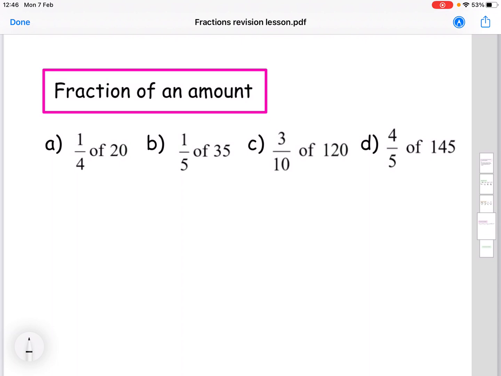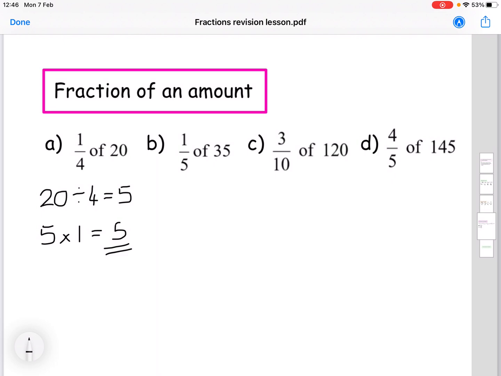Now the rule for finding a fraction of something is we divide by the bottom number and then multiply by the top number. So what we're going to do here is we're going to do 20 divided by the bottom number. So 20 divided by 4, which is equal to 5. And then we times that answer by your top number. So 5 times 1 is just still 5. So 5 would be your answer there.